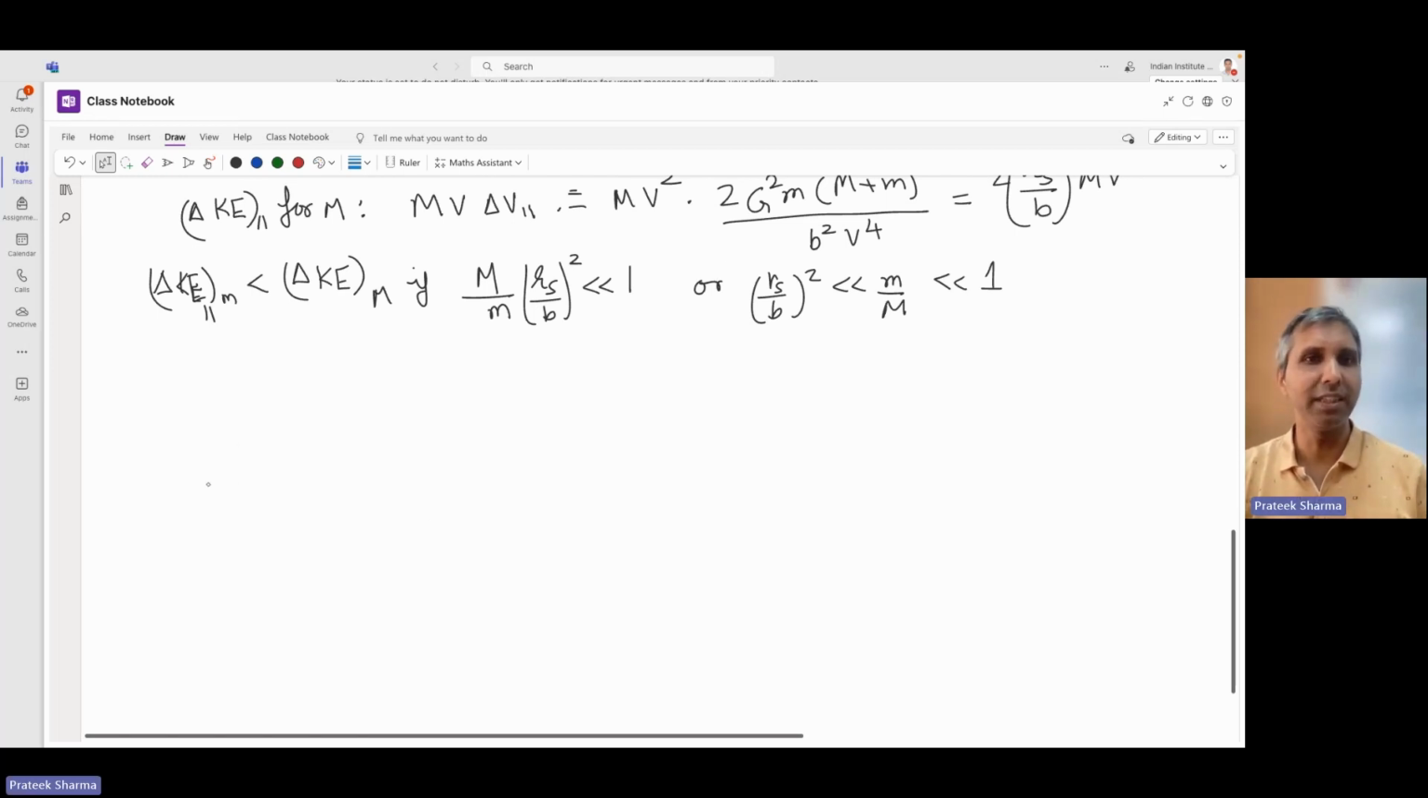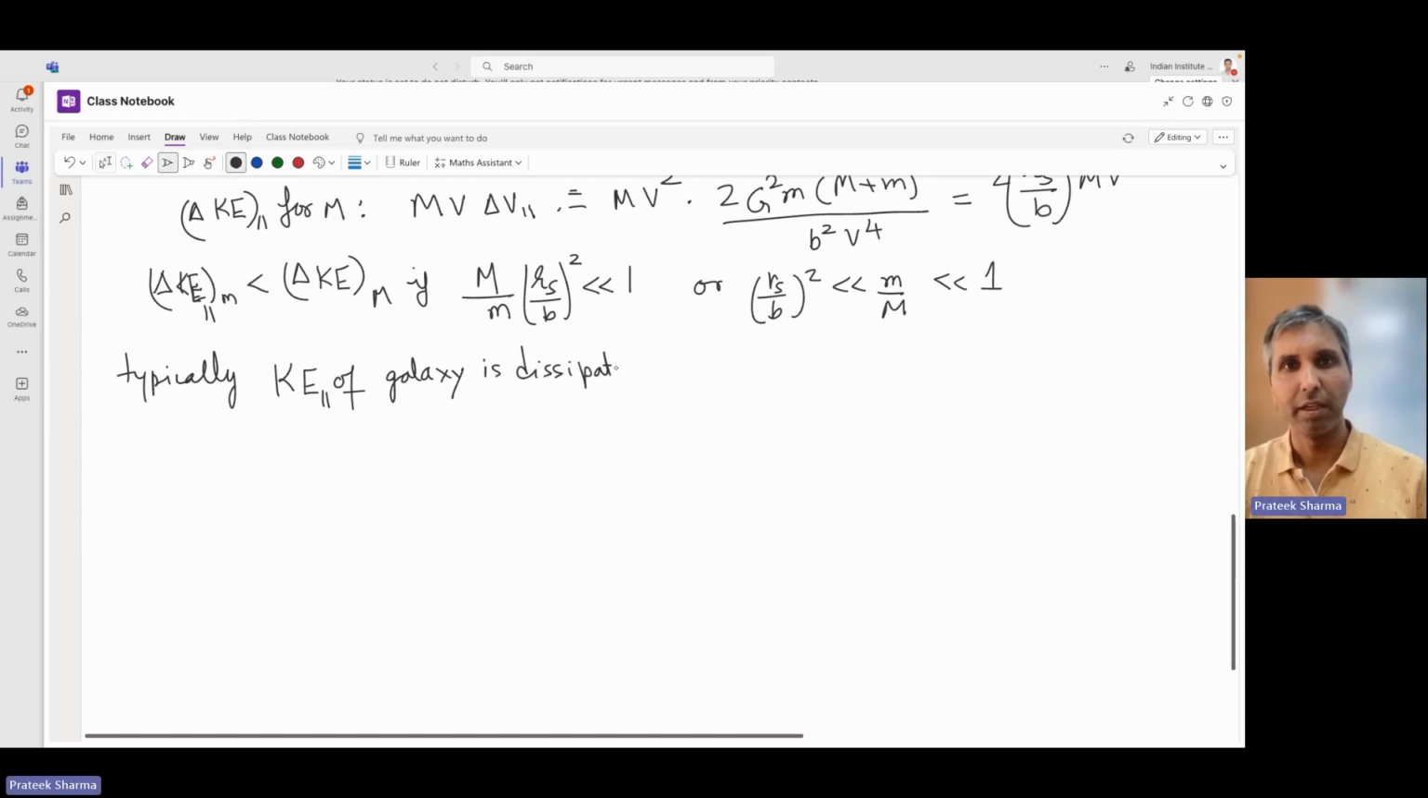So the interpretation is, typically the kinetic energy of the galaxy is dissipated into random kinetic energy in the perpendicular direction of stars.